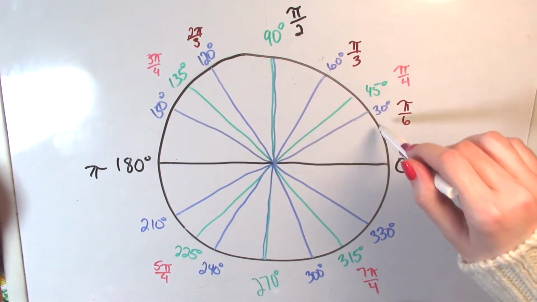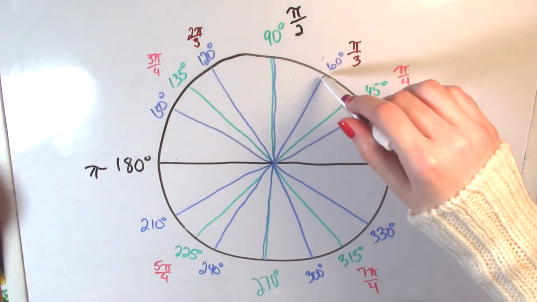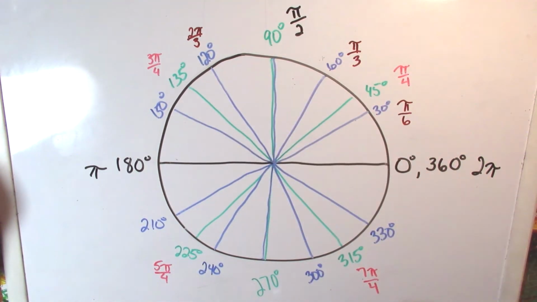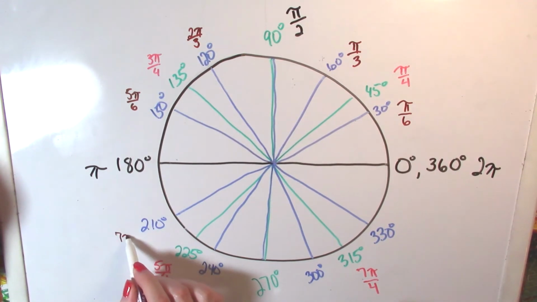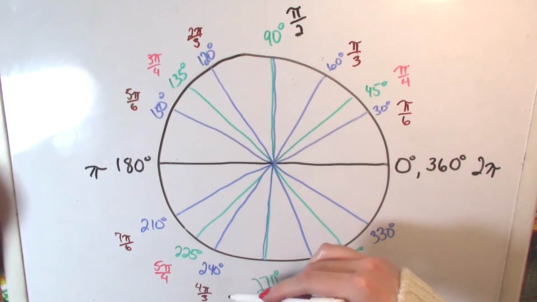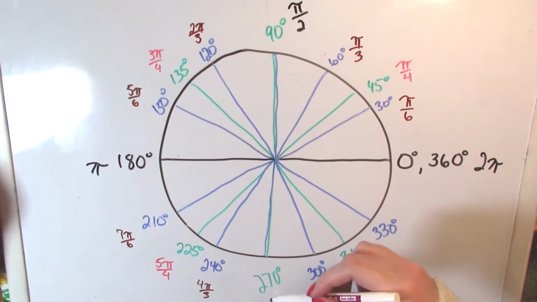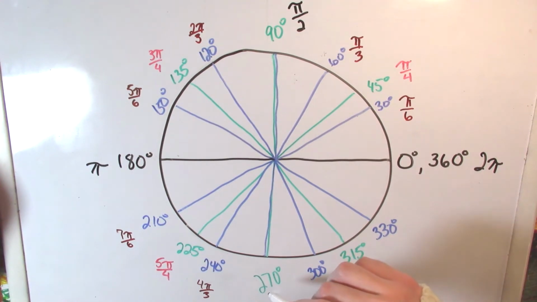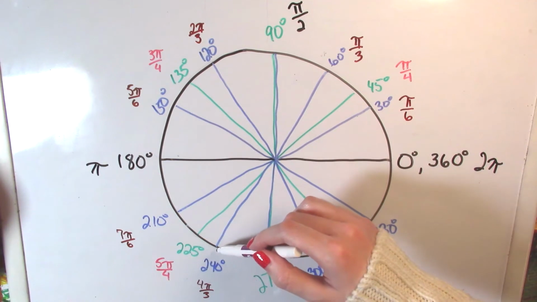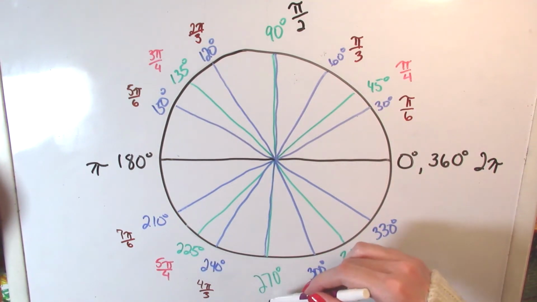Okay, but anyway, 1 pi over 6, 2 pi over 6, 3 pi over 6, 4 pi over 6, 5 pi over 6. 6 pi over 6 reduces, 7 pi over 6. 8 pi over 6 is going to reduce to 4 pi over 3. Sorry if that's a little cut off. No, sorry, this was 7 pi over 6, this is 8 pi over 6. 9 pi over 6 reduces.